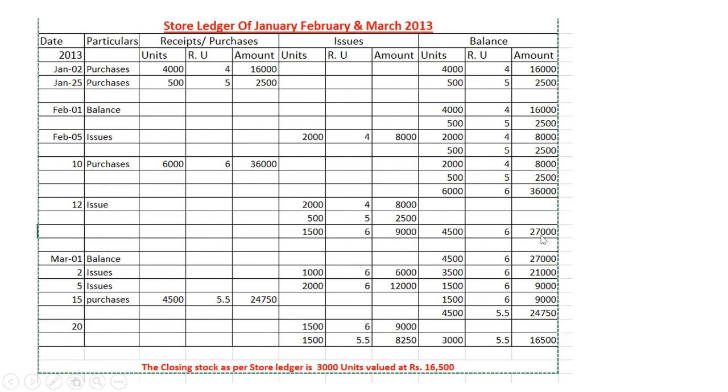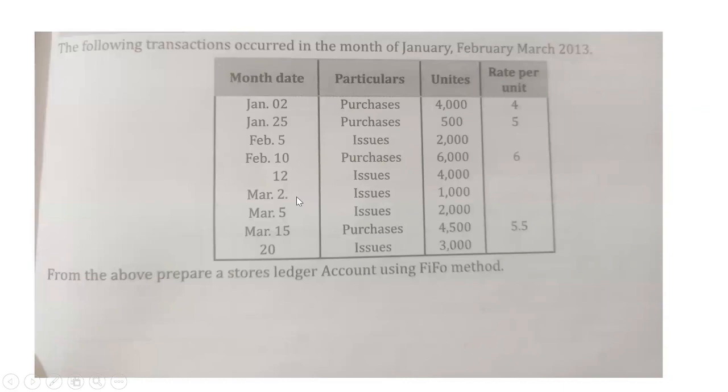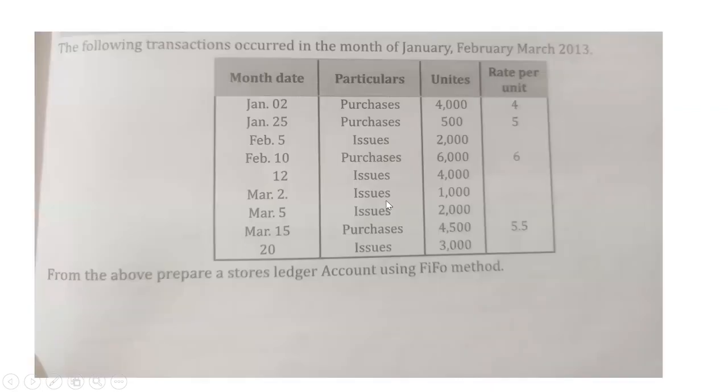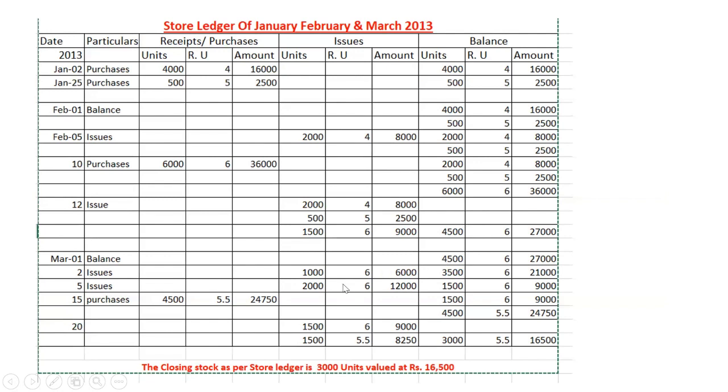6 rupee, 27,000. Again, after this, there are March entries. So what we have to do? Opening balance as on March 1st, 4,500, only one balance, right? So 4,500, 6 rupee, 27,000. So on second, there is an issue. How many units? 1,000 units. So 1,000 units can we issue in this? Yes, we can easily issue. 1,000. How much left? 3,500.